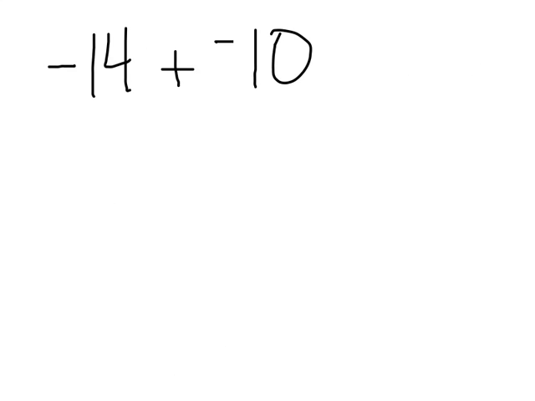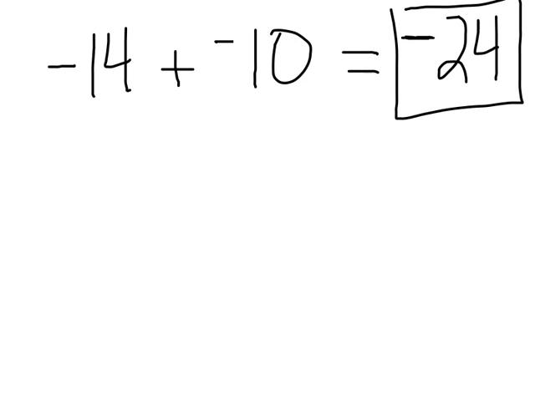-14 plus -10. Well, I see immediately that I have 14 negatives and 10 negatives as well. Since my signs are the same, I know that my final answer is going to be negative. That's like saying I borrowed $14 from Miss Filardo, and then I borrowed $10 more. If I add these together, 14 plus 10 is going to leave me with 24. And since it's money that I owe, it's always going to be negative. So my final answer here is -24.